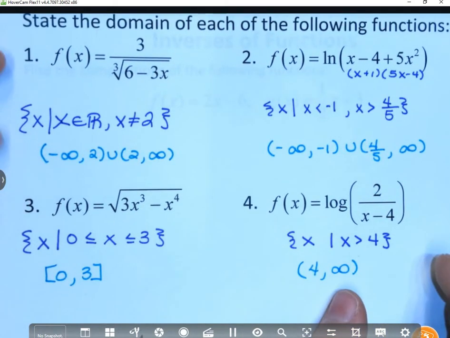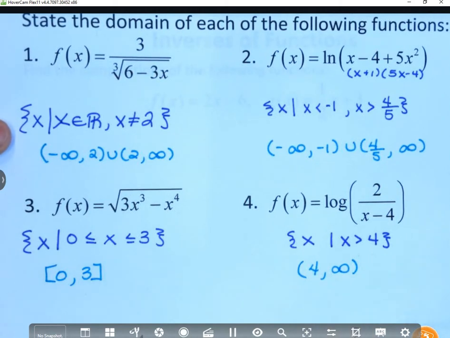Okay. Any of those other ones? 1, 2, 3, 4. I declare a thumb war. Yes.